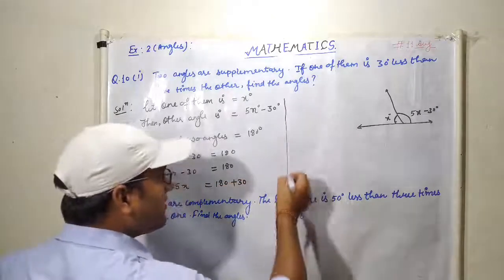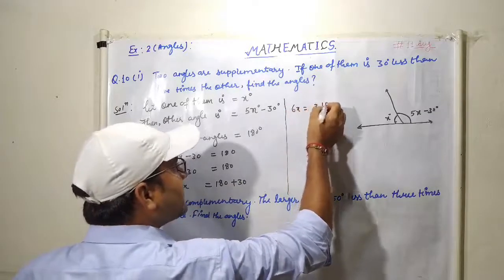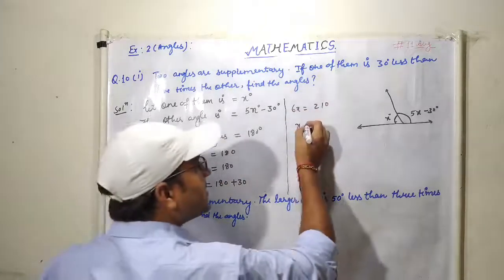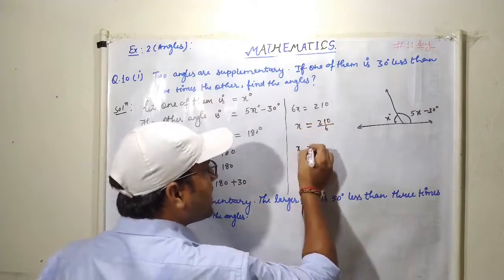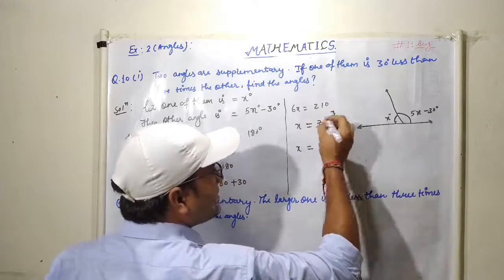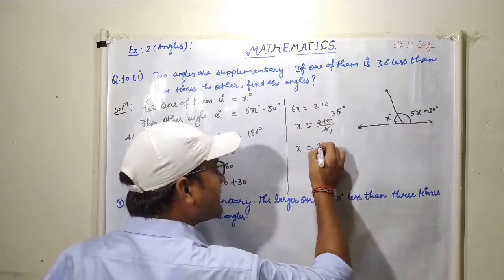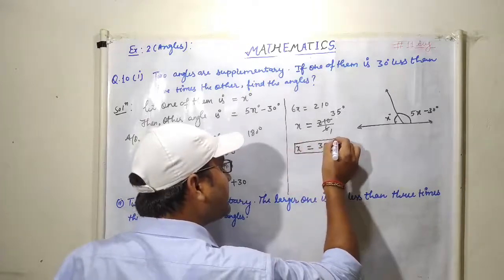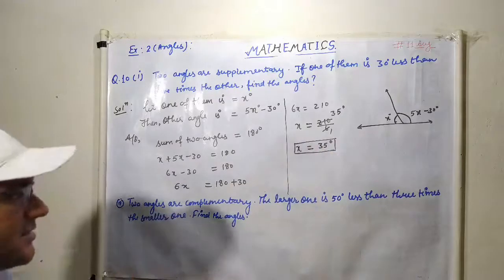Now 6x is equal to 210. Now x is equal to 210 upon 6, because 6 is in the form of multiplication, it goes to the other side and multiplication changes into division. Now it is going to be cancelled out by 6. 6 ones are 6, 6 threes are 18, 3 carry 3, 6 fives are 30. That is x is equal to 35 degree. So one of them is 35 and the other angle is 5 times 35, and then 30 less.